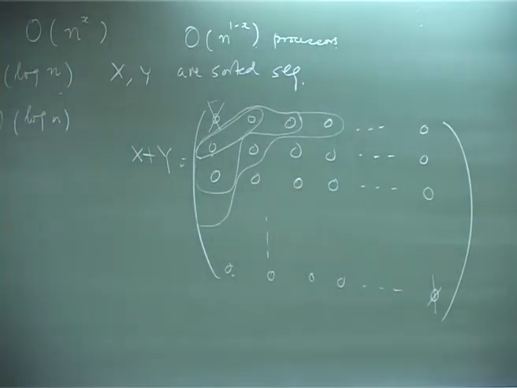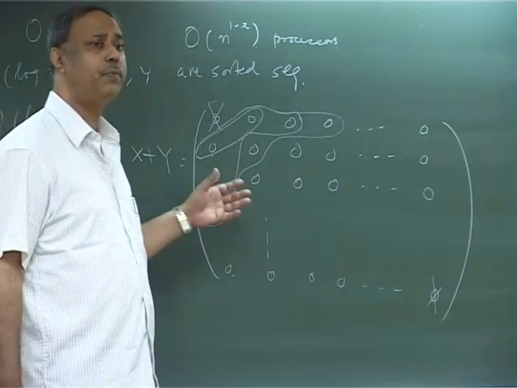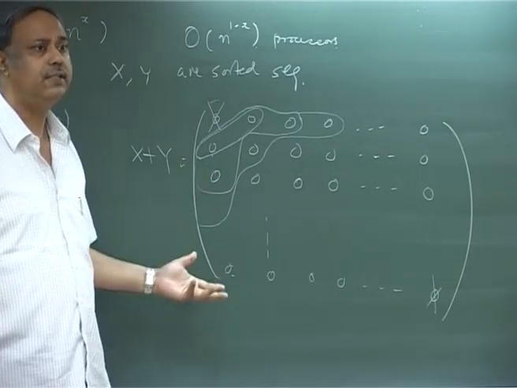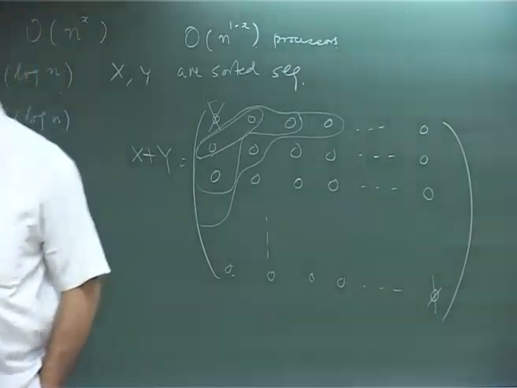Now, what happens if k is not small? How can you do it? But you observe that the matrix has very good properties. Can you make use of these properties? That is the only thing we are looking for.